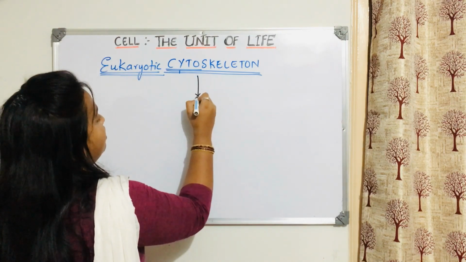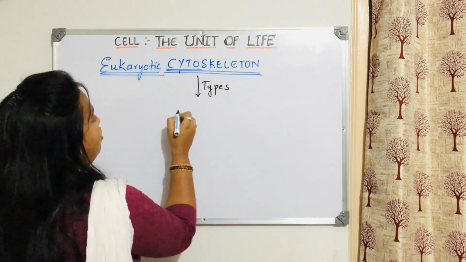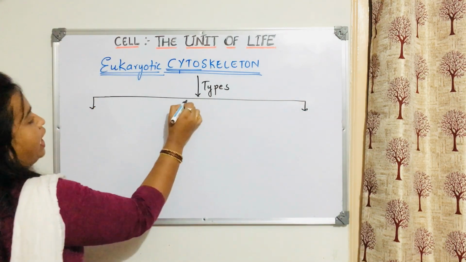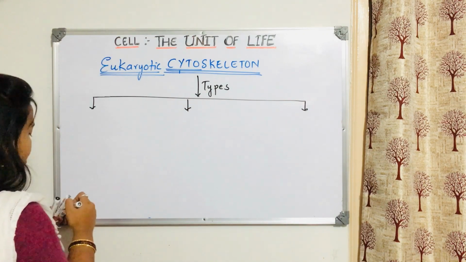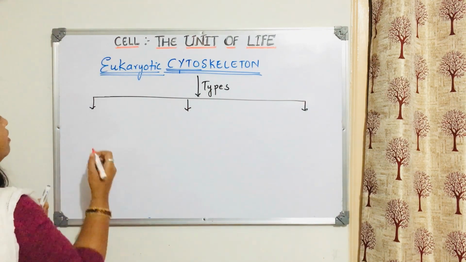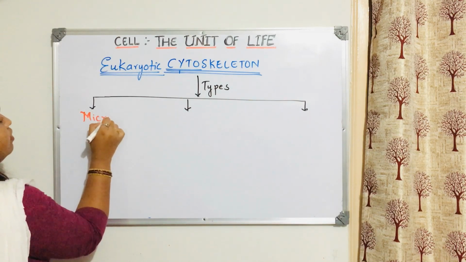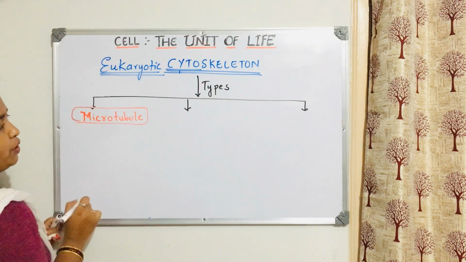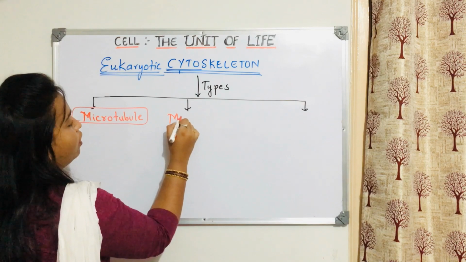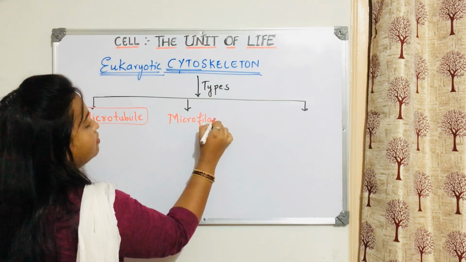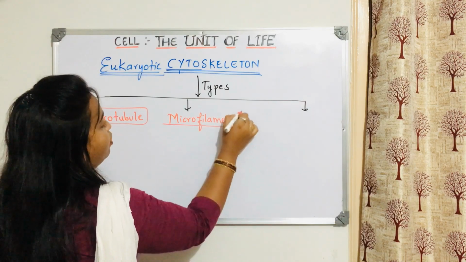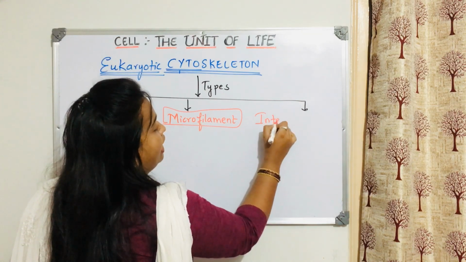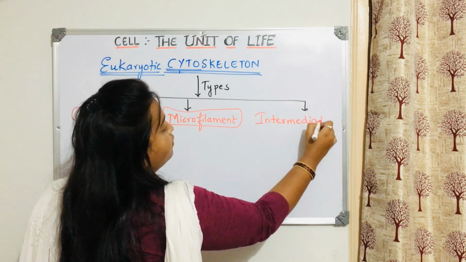Now let us see the types of cytoskeleton. There are 3 main types of cytoskeleton in both plant as well as animal cells. You will find these 3. So those 3 are, first one is microtubule. Next comes microfilament. And the third one is intermediate filament.